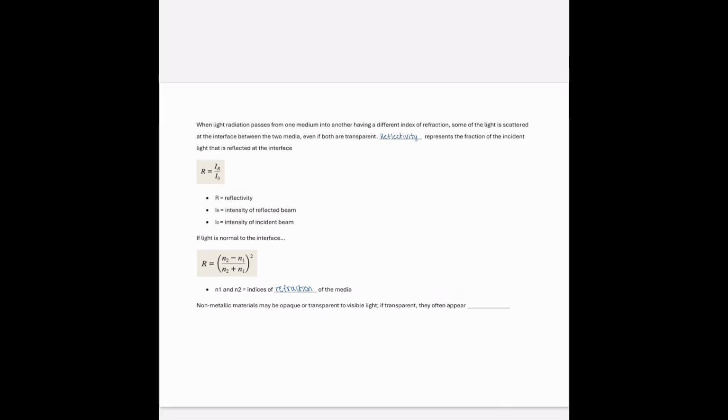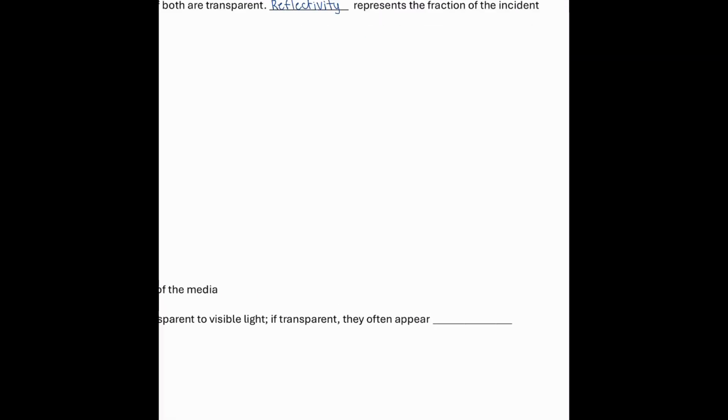And lastly here we have non-metallic materials, which may be opaque or transparent to visible light. If transparent, they often appear... I'll let you have a guess at that one. Yeah, so these non-metallic materials will often appear colored if they are transparent. Let's write this in bright blue here.